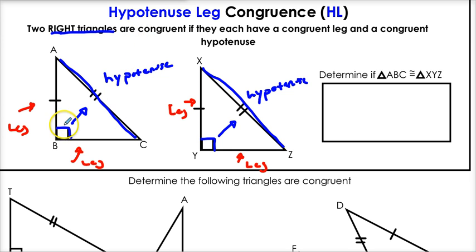If you look here, this is a right triangle. And so I have a right triangle, I have my hypotenuses that are congruent, and I have one leg that's congruent. The hypotenuses and the legs are congruent, and these are both 90-degree angles. They are congruent. So I would say triangle ABC is congruent to triangle XYZ because of hypotenuse leg congruence.